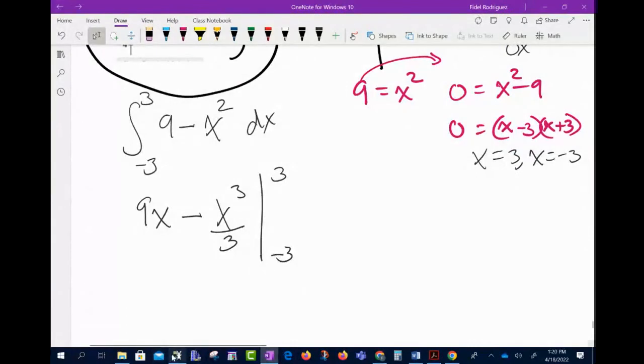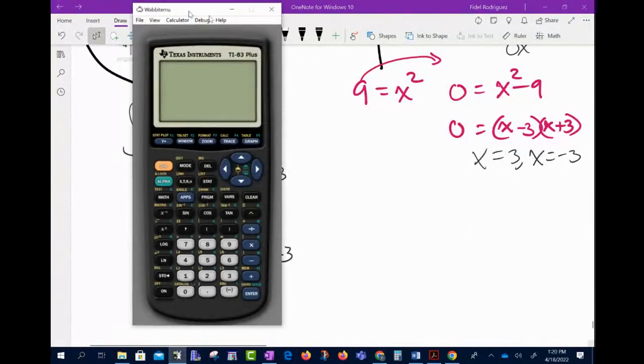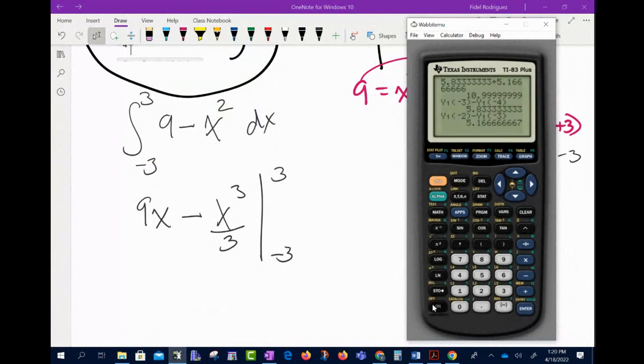Okay, so that, y'all, all we'll do here, again, we'll come back one more time. Let me turn this guy on. Let me clear all that business out. So we got 9x minus 1/3 x to the third. There it is. Okay, and now that we have that, let me go back to my y bars.